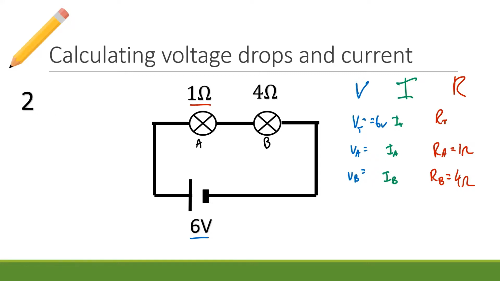The total resistance, RT, I'm going to do this in red because it's a red question. RT is going to be RA plus RB. RT is going to be 1 plus 4 equals 5 ohms. So RT equals 5 ohms. We've now got that. We've now won this tic-tac-toe. We've got 3 in a row. So now, what's the next tic-tac-toe that we could win? What's the next 3 in a row that we could make? What would be a good next step?